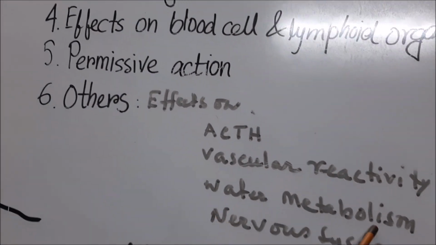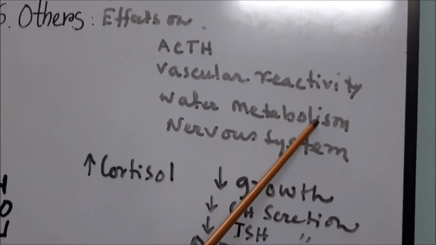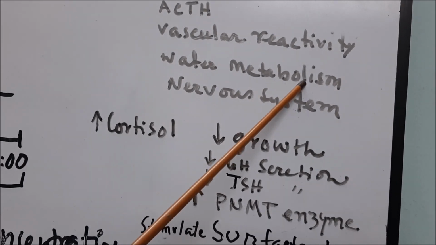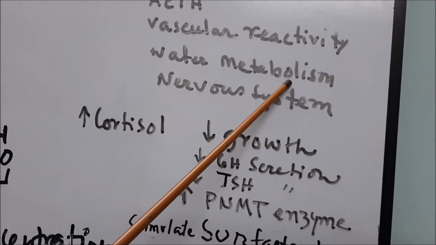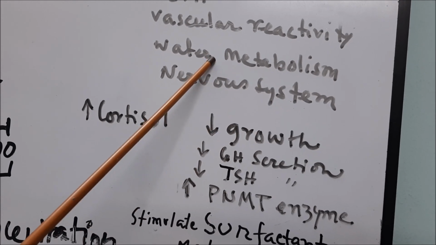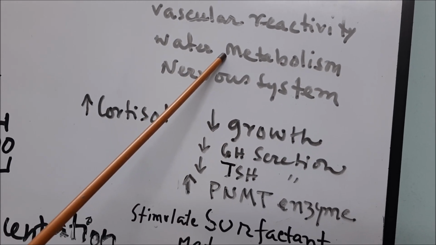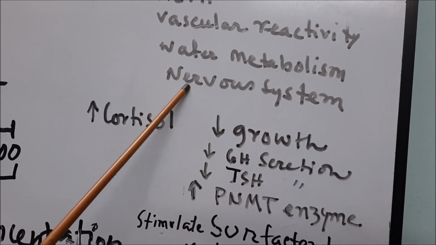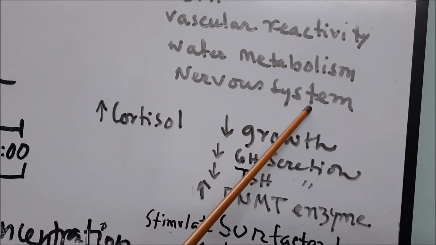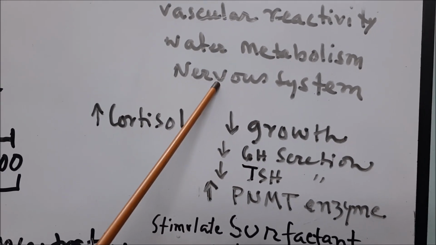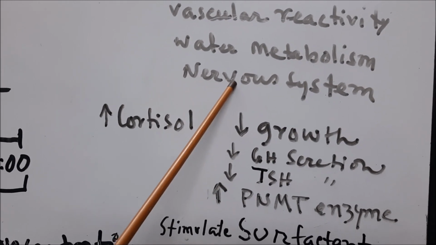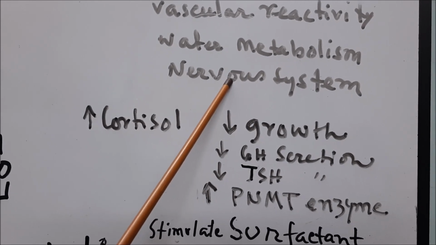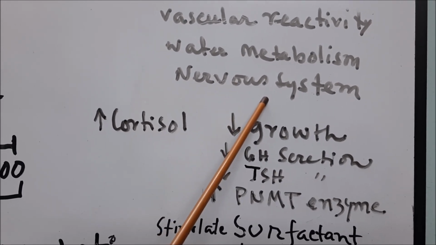Cortisol effects on water metabolism. It has been seen that when the cortisol level is decreased, the water load in the blood is increased and also there is water intoxication. When cortisol is given, it increases GFR and increases removal of water from the body. Cortisol has an effect on the nervous system. It has been seen that when the cortisol level is decreased, there is some effect on the nervous system.